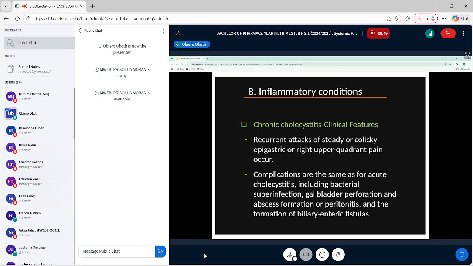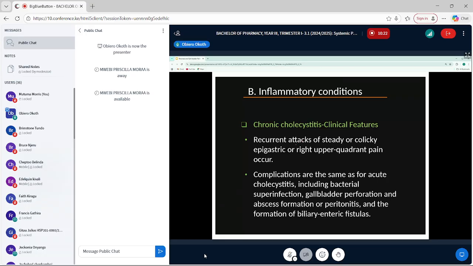And the clinical features: they tend to have recurrent attacks, colicky epigastric or right upper quadrant pain. They are more frequent now. I remember we said the initial phase of gallstones tends to be asymptomatic, but they can now give you these recurrent attacks or mild colicky epigastric pains that tend to be refractory.